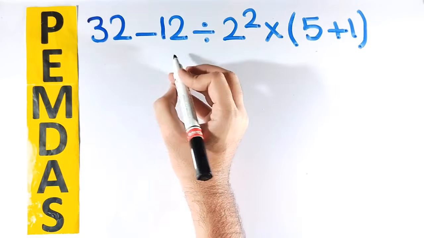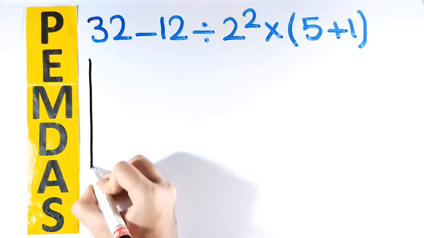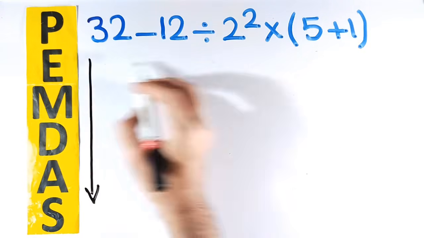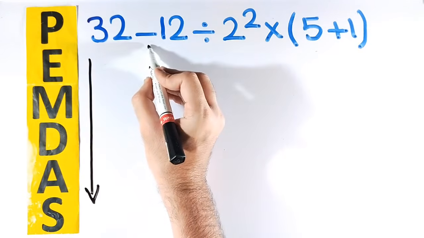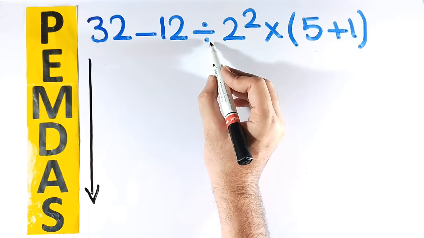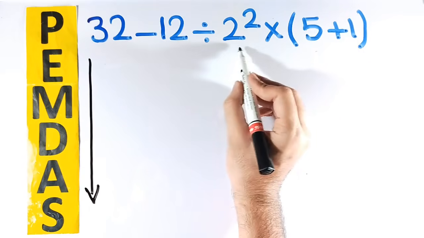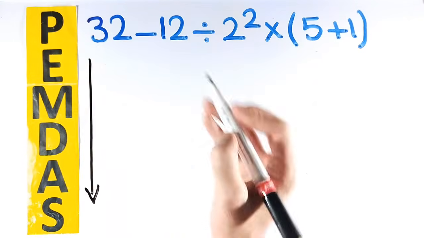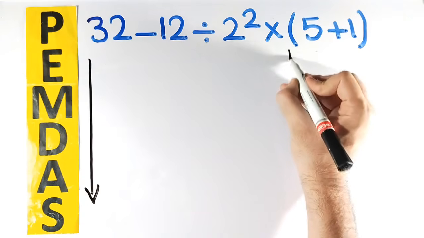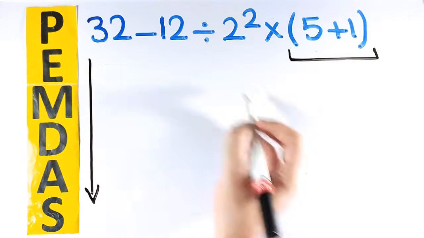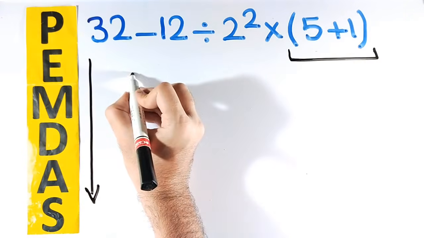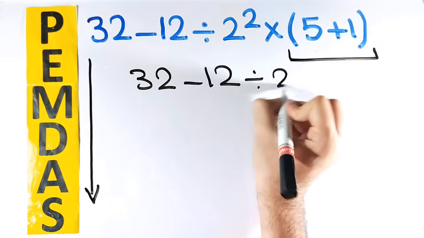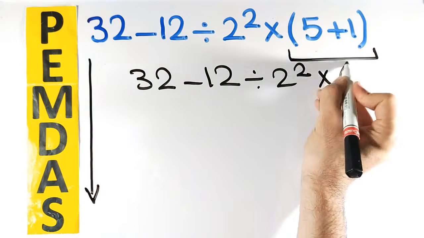To solve this question, we must follow the order of operations step by step from top to bottom. As you can see on the screen, in this expression, first we have a subtraction sign, then a division sign, followed by an exponent, then a multiplication, and finally parentheses. According to the PEMDAS rule, first we go for the expression inside the parentheses, and instead of this expression, we can write 32 minus 12 divided by 2 squared multiplied by 6.